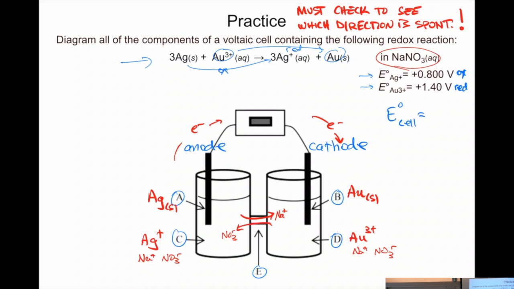It's going to be whatever the reduction potential is minus the reduction potential of the thing that got oxidized. And that minus operation basically reverses the reaction for it, right? It reverses the reduction potential. So what's that going to be? It's 1.4 minus 0.8, which is 0.60 volts.